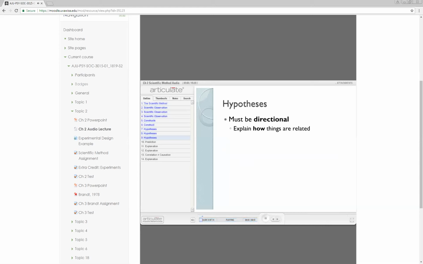Another important component that students often miss is that in order for it to be a hypothesis, it must be directional. It must explain how things are going to be related. Your hypothesis cannot just be that reading the textbook will be related to your test scores. You need to explain how they're related. So that kind of hypothesis would be something along the lines of, it's expected that students who read the textbook, compared to students who don't read the textbook, are more likely to do better on the test. You can see I've stated it as a prediction or an explanation, and I've stated the direction and how I expect my constructs to be related.